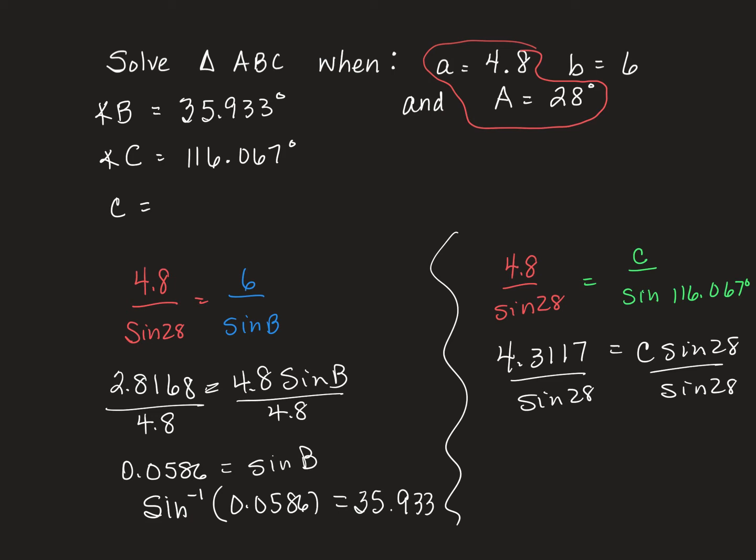Divided by sine 28, close your parenthesis. You're going to tell me side C is equal to 9.184. So 9.184. There's your answer.